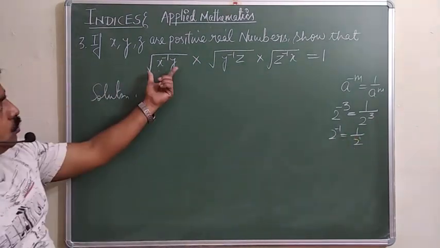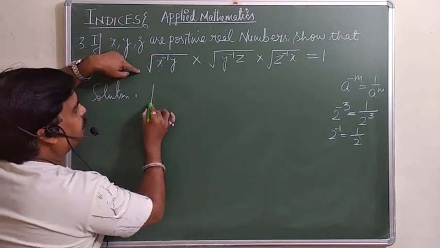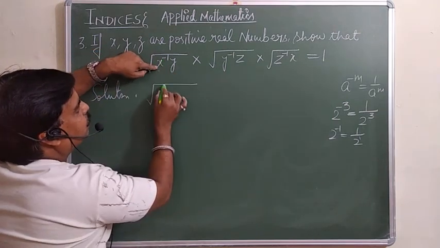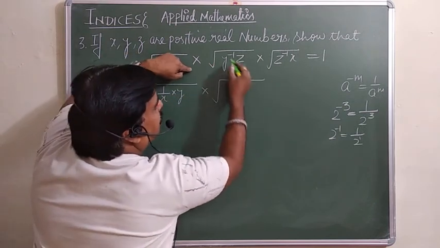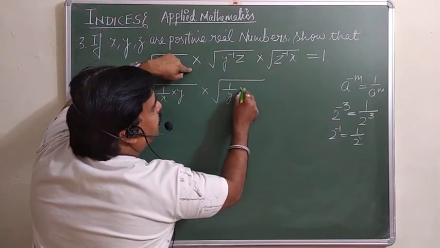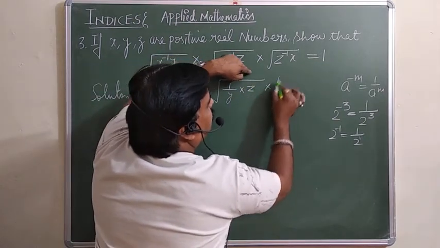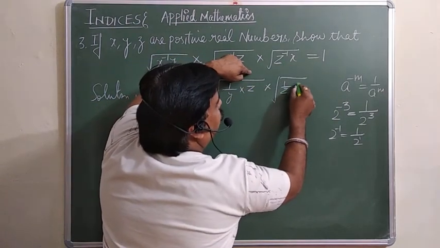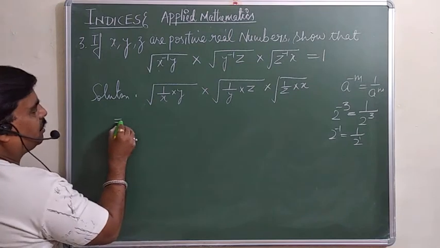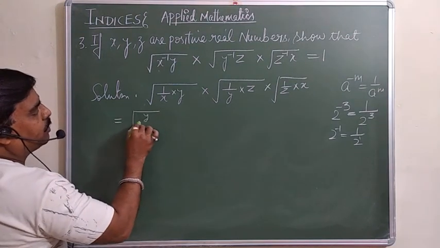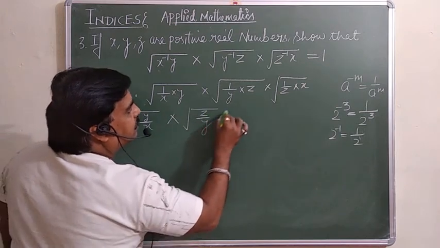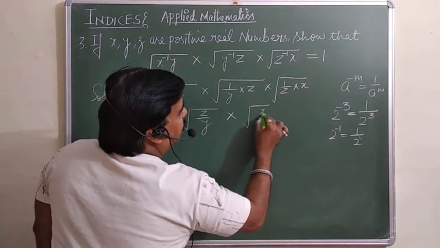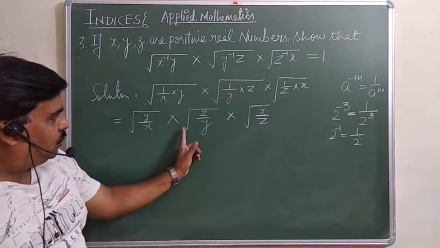This is already known. So similarly this can be written as, inside the radical sign, keep as it is, 1 over x into y, and y raised to power minus 1 means 1 over y, into z, into 1 over z into x. Or this can be written as under root y over x into under root z over y into under root x over z. And this is your radical sign.